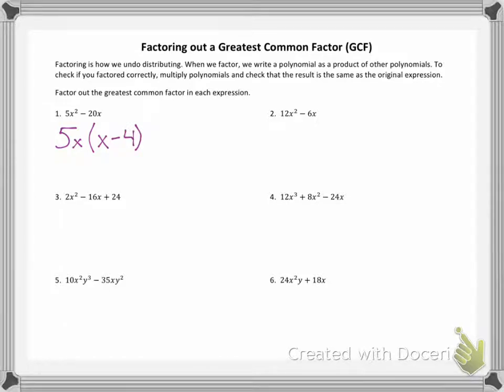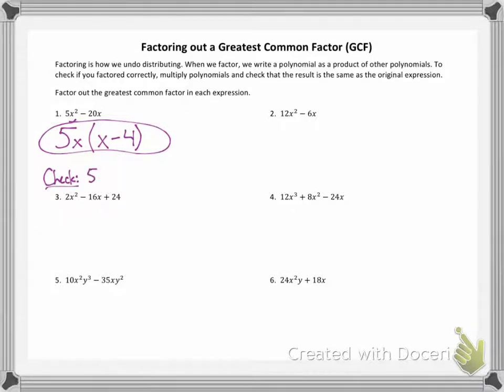Once I've shown what happens when I divide out that factor, I close my parentheses, and I'm done. So 5x squared minus 20x factored apart has a GCF of 5x with a leftover polynomial of x minus 4. Now, the way that I can check to see that I did that right, and again, you don't have to show this check by any means.